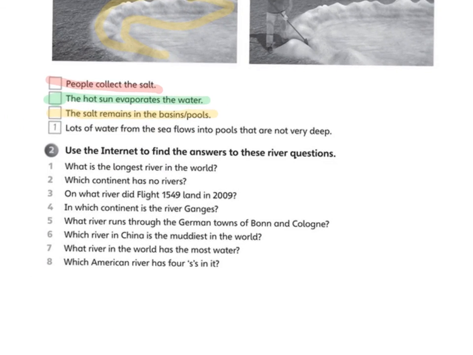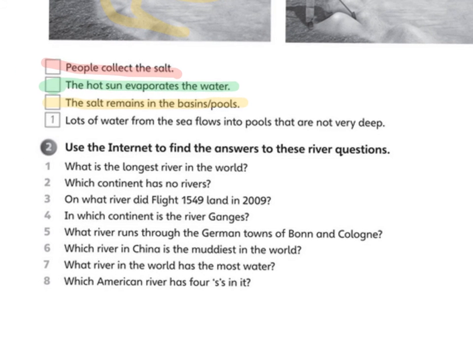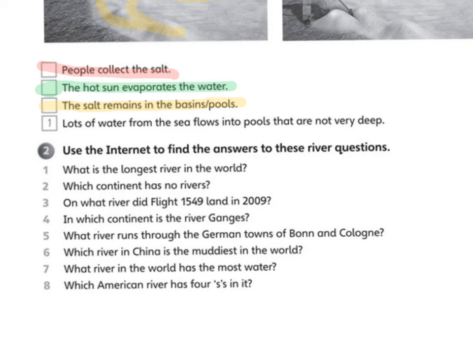Now we have an investigation thing. It says use the internet to find the answers to these river questions. So I want you to please copy these questions in your content areas. The title is going to be Oceans, Seas and Rivers, and you're going to find this information about rivers. Number 1 says, what is the longest river in the world? Try to find how long it is, please, in kilometers. 2. Which continent has no rivers? 3. On what river did Flight 1549 land in 2009?